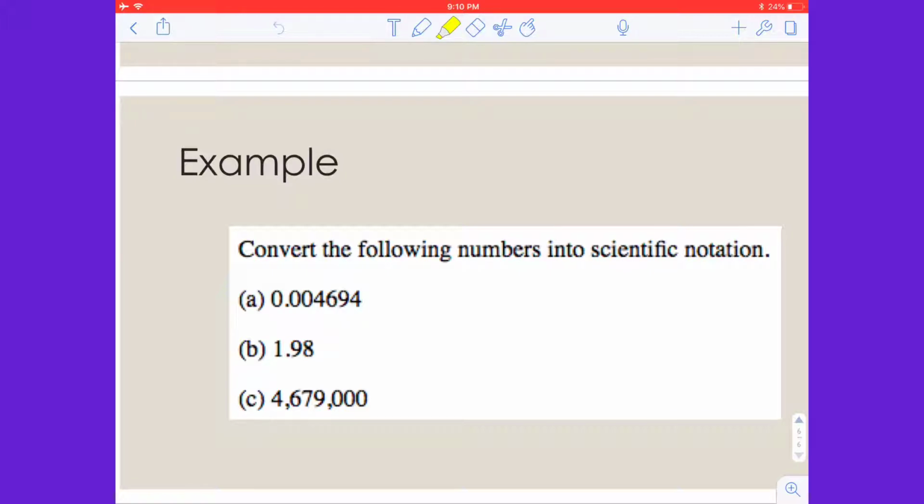On letter B, my decimal is already in between the first two significant values. Therefore, I don't need to do anything to this particular problem.